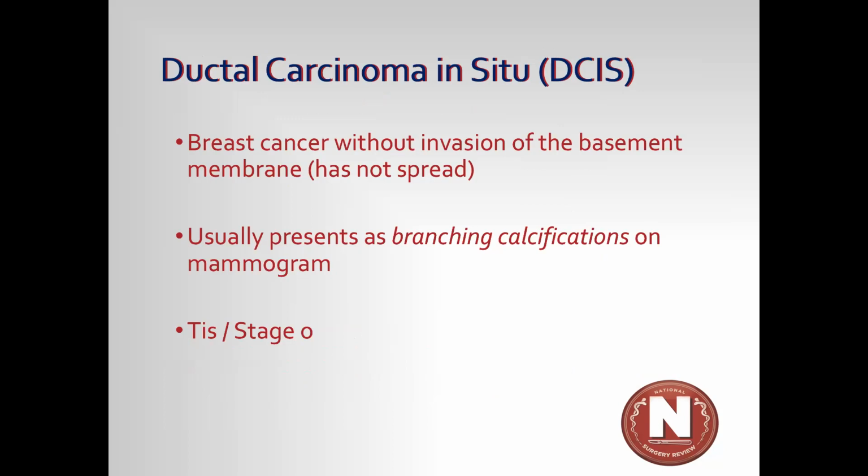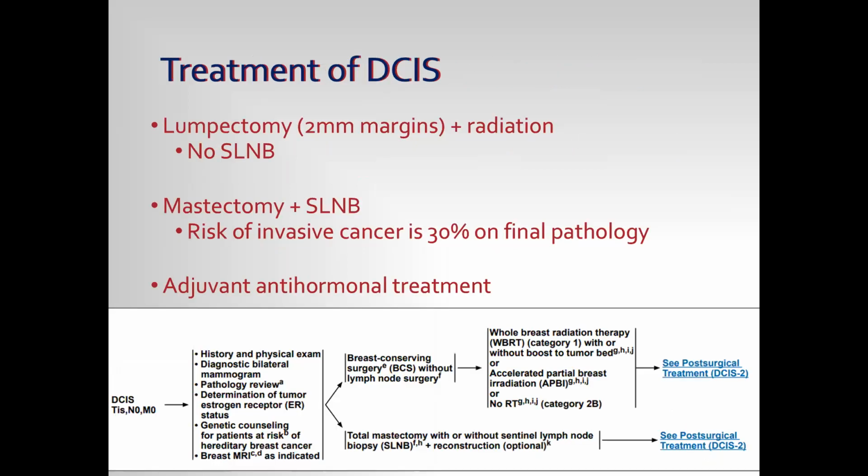Again, kind of looking back at that picture, it's breast cancer that really hasn't learned how to invade the basement membrane. You can get calcifications that are associated with ductal carcinoma in situ. And so on the mammogram, you'll see branching calcifications. Any kind of cluster of more than 5 calcifications that are new need a biopsy. And if ductal carcinoma in situ is diagnosed, the T stage is TIS for in situ, and it is a stage 0 breast cancer. How do we treat DCIS?